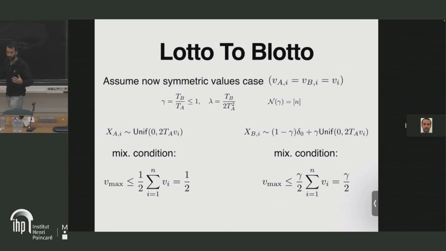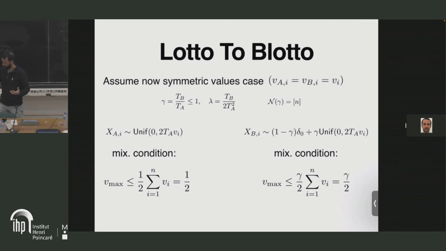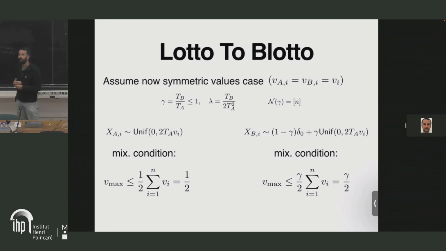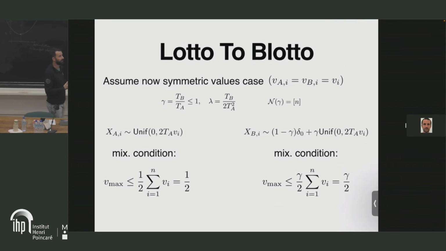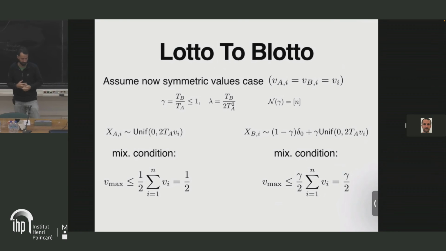And this translates into the following. I have to be able to mix both for player A and B to ensure that my Blotto solution is a Blotto solution. And so each constraint that I transform my Blotto solution to Blotto solution for player A and for player B gives me a condition for mixability. And those two conditions are different. One is saying that the Vmax has to be less than 1/2. So I'm in the symmetric case, sorry. I'm in the case where the value of the battlefield are the same for each player.